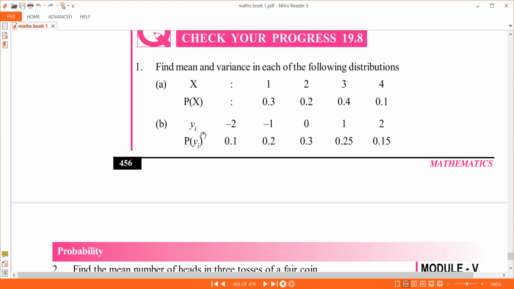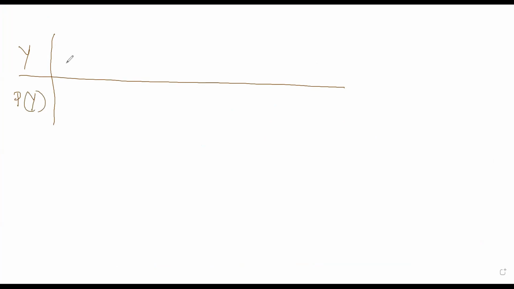Now we'll see the next one. So here they have given yi: minus 2, minus 1, 0, 1, 2. Okay, first write that information. Find the mean and variance. So this time they have given y. Now they will give p of y. So don't worry about this. So minus 2, minus 1, 0, 1 and 2. So these are the things which are given to you.